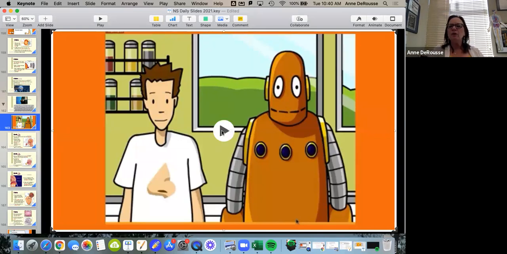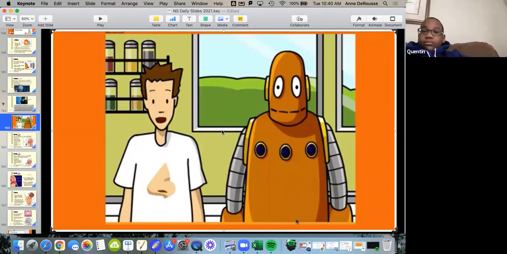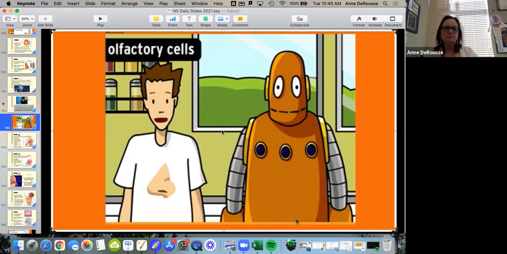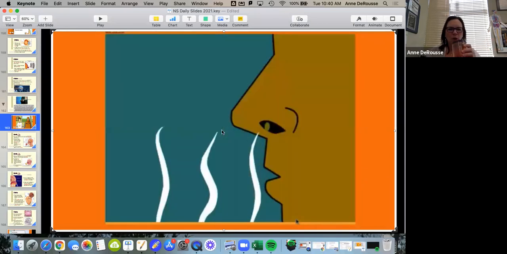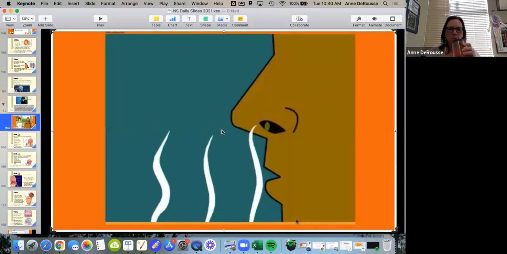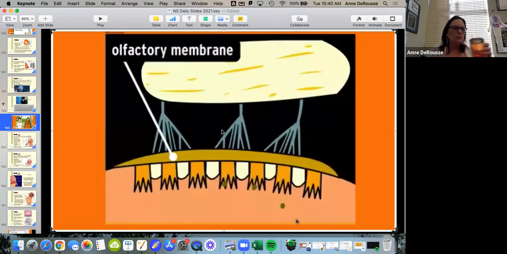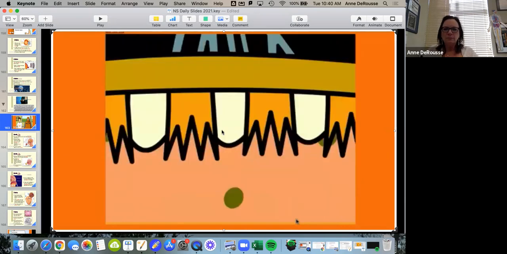Okay, so why do you smell what you smell? It's pretty amazing, isn't it? Human scent organs are made of olfactory cells that can detect more than 10,000 different kinds of odors. Ever smell a bowl of steaming soup? When you sniff, molecules of soup float up into your nose and dissolve on the surface of your olfactory membrane. The olfactory membrane is a special kind of skin with little hairs on it. Those little hairs are called cilia, and they contain chemical receptors.